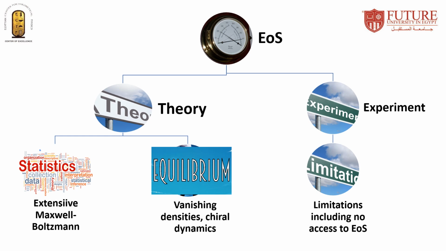In theory, we have constraints which are mainly in statistics. We are assuming extensive Maxwell-Boltzmann, and we are assuming equilibrium in our system. The best example for this is lattice QCD. On the experimental side, we have limitations because we don't have any access to any of the thermodynamic quantities. We couldn't measure the pressure, we couldn't measure the temperature, we couldn't measure the energy density, and so on.